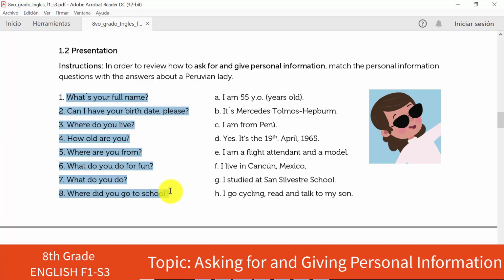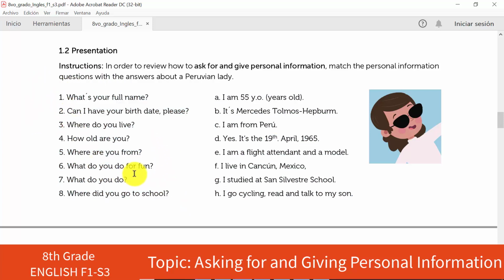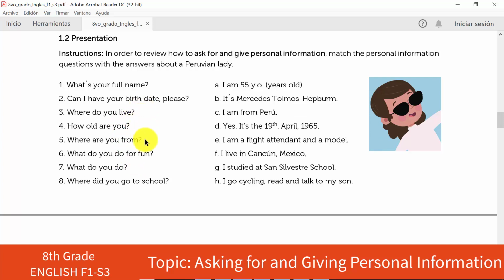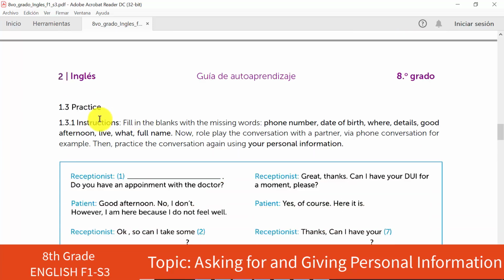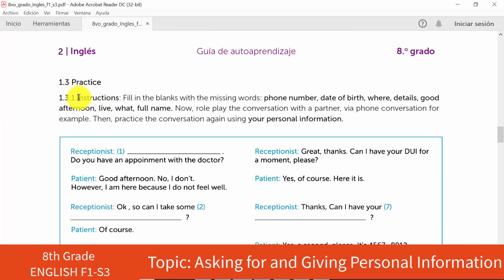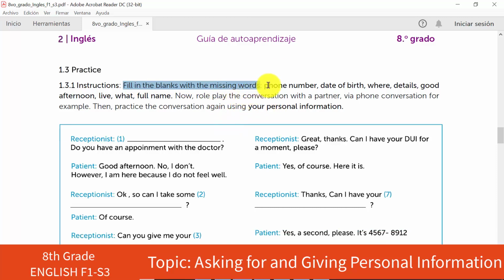Todas estas son preguntas de información personal. Remember those questions porque le van a servir, ¿ok? Acuérdese de esas questions porque le van a servir al final, ¿ok? Remember those questions. Now, continue with the practice. Práctica. Instructions. Fill in the blanks with the missing words. Rellena los espacios con las palabras que hacen falta.